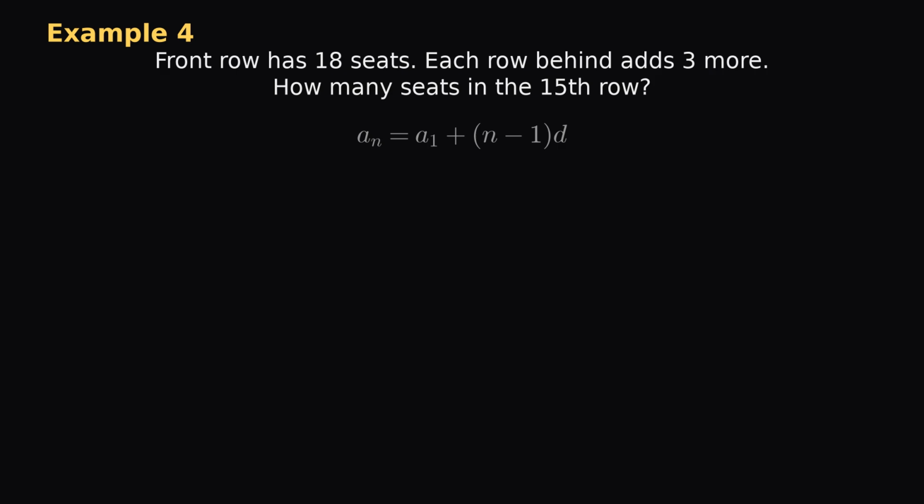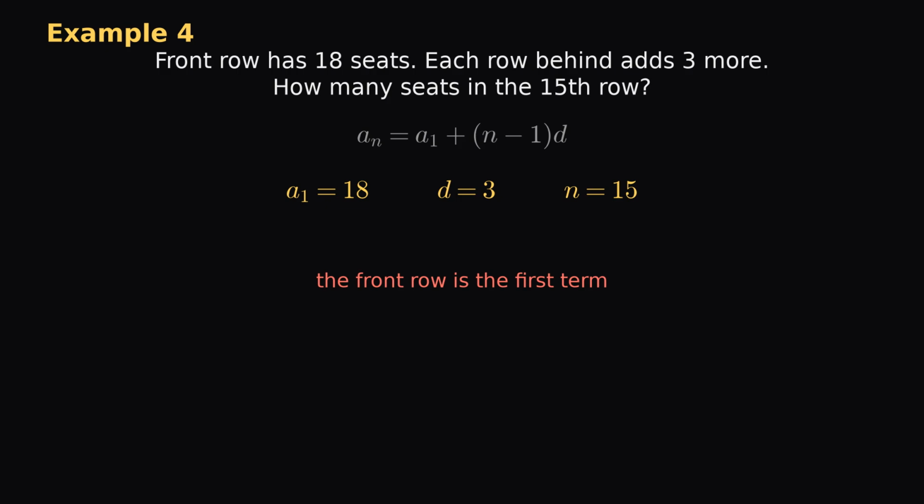Last one, and this is the kind of context question the exam likes. A theater's front row has 18 seats. Each row behind it has 3 more seats than the row in front. How many seats are in the 15th row? The front row is our first term, so a sub 1 is 18. Each row adds 3, so the common difference is 3. And we want the 15th row, so n is 15.